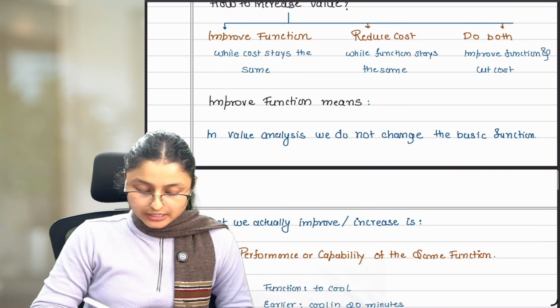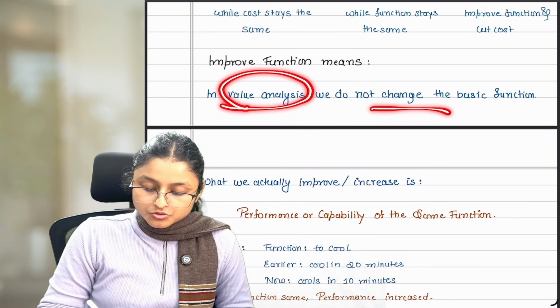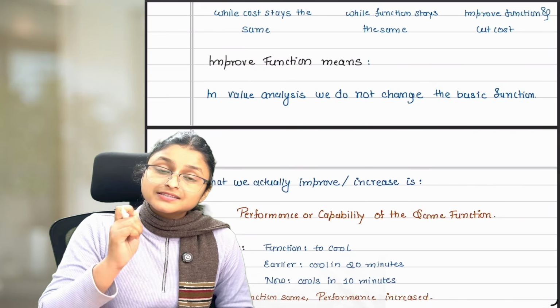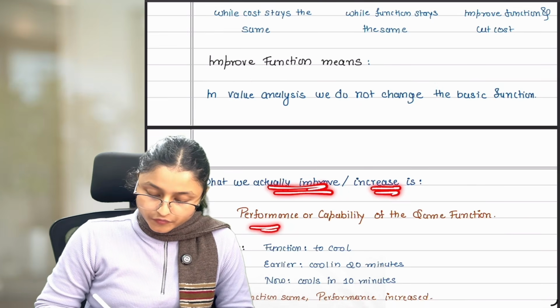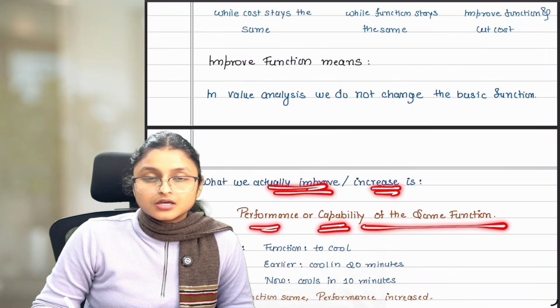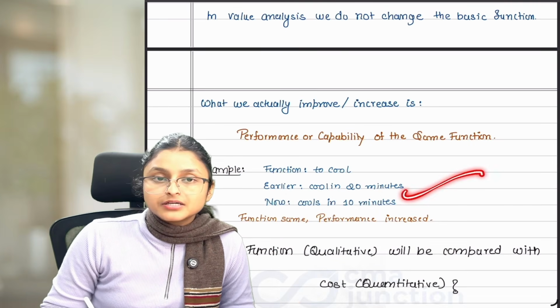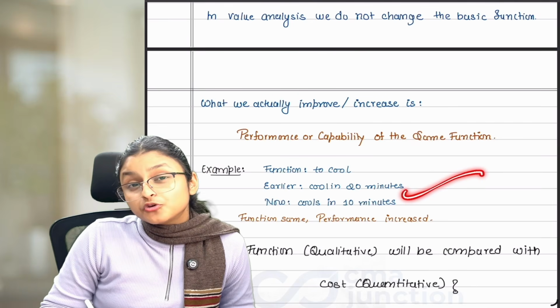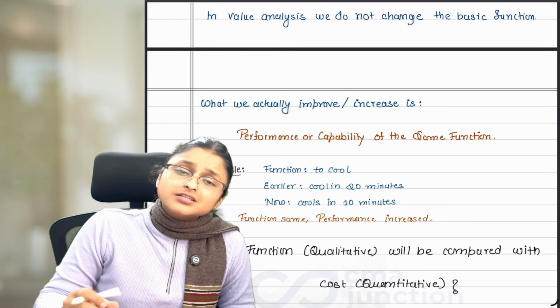Now if you notice, in improved function also, it is written that in value analysis we do not change the basic function. We are providing the same function as it is, but we try to improve or increase the performance or capability of the same function. I'll try to improve the performance. Like an AC cools the room in 20 minutes right now. If I'm improving the performance, it cools in 10 minutes. That is an increase in performance.